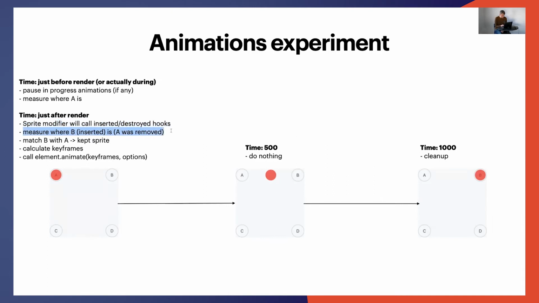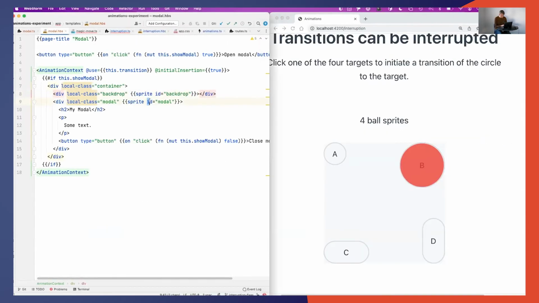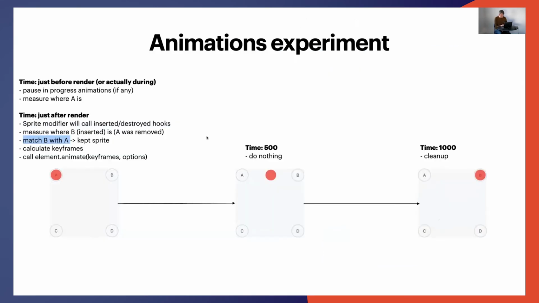We measure where B is, and in this case B is an inserted sprite and A is a removed sprite. We then match B with A because they are the same, like we provided this ID model in this case. And it will turn it internally into a kept sprite. So basically that's a way we can tell the framework to handle these separate elements as one.